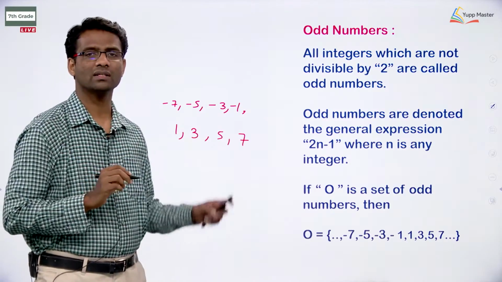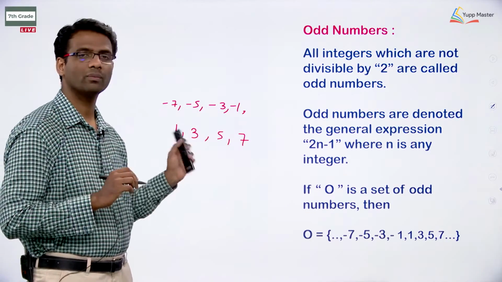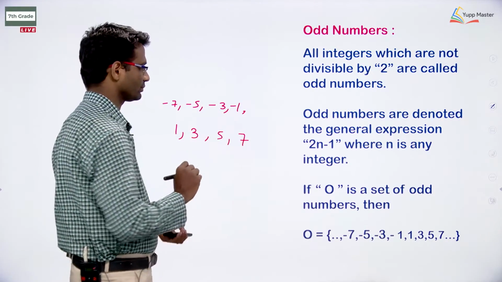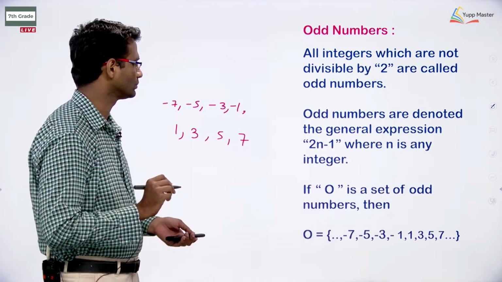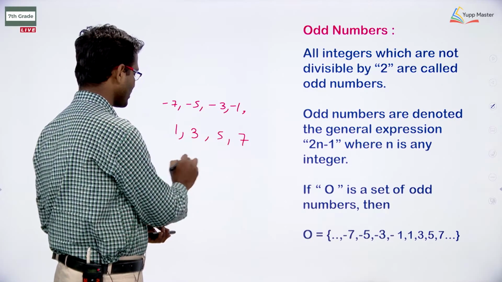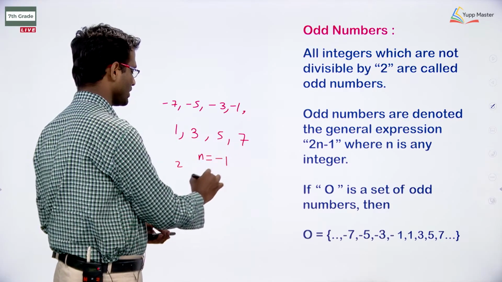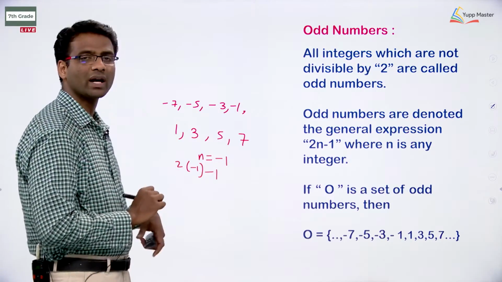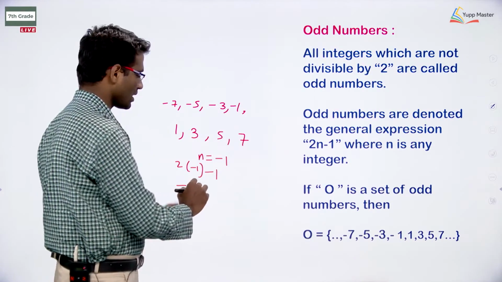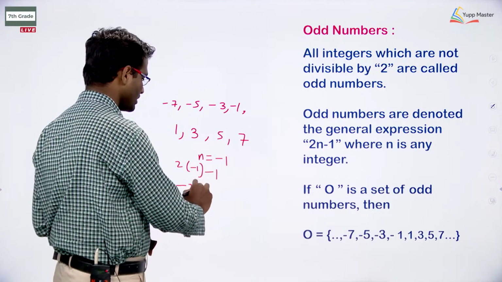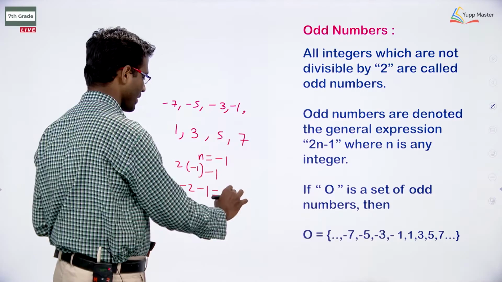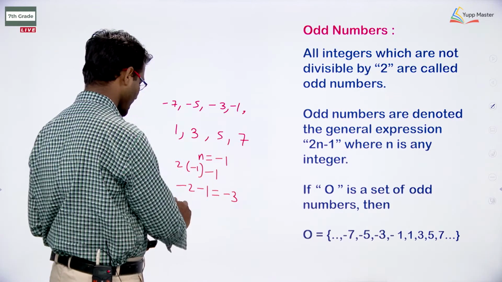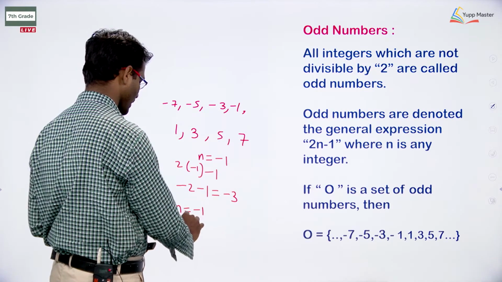These are negative odd numbers, and these are positive odd numbers. So we will cross check this. If I substitute n as minus 1 here, minus 1 and again minus 1, plus into minus gives minus. You must have heard about these operations on integers. So this is minus 3, which is an odd number. Now we will test minus 1 in 2n plus 1 also.